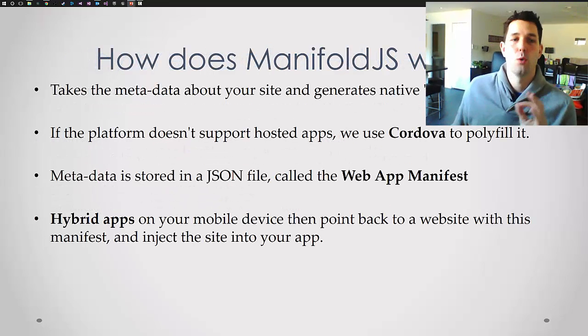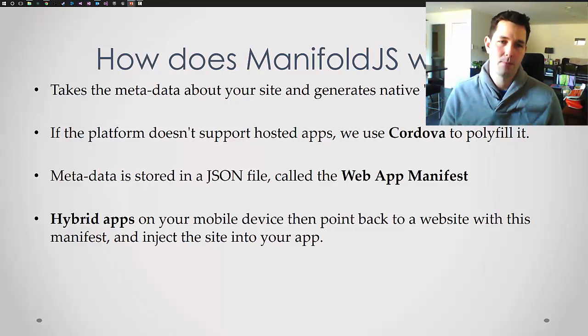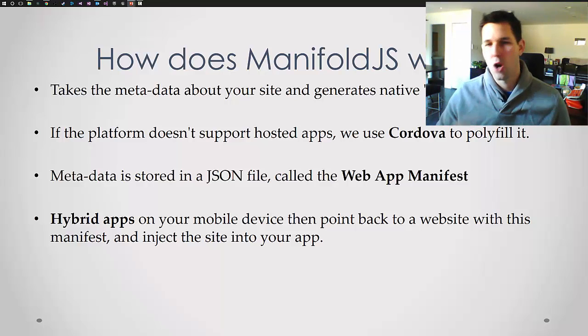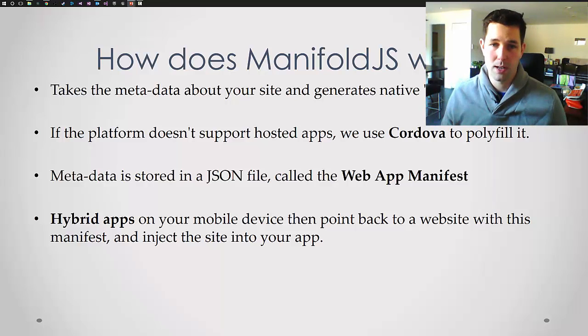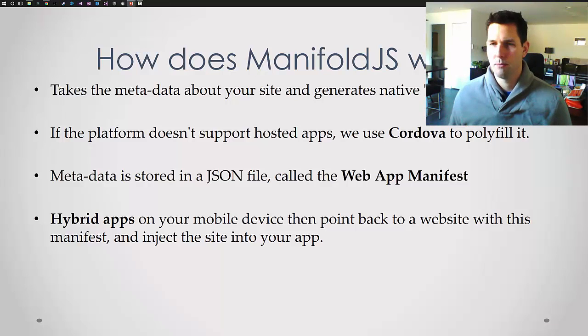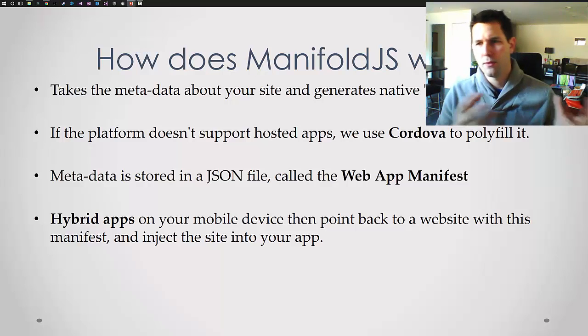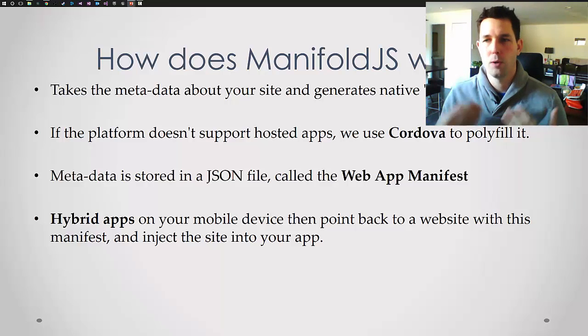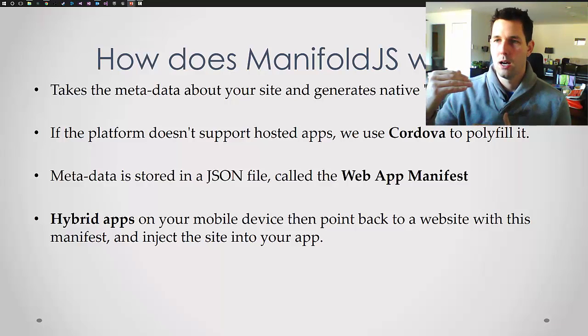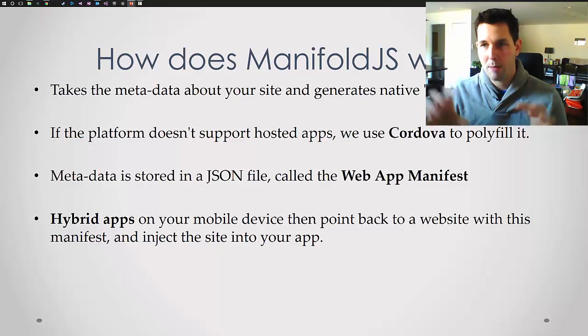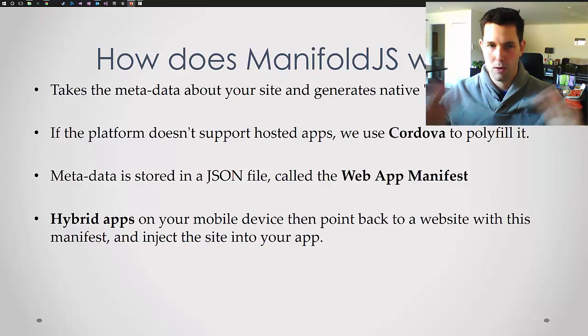So how does manifoldJS work? Well, it takes the metadata about your site and generates a native hosted application. If the platform doesn't support a hosted app, we use Cordova to polyfill. So, like I mentioned before, on Windows platforms, we support JavaScript as a native language out of the box. So you can write an application in HTML5 and JavaScript, and it'll play just fine on our platform. You can make native calls to the operating system or different parts of the application, and it'll work perfectly fine.